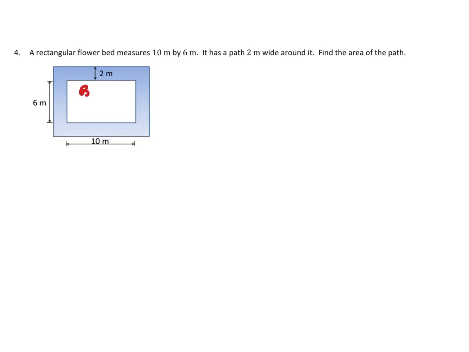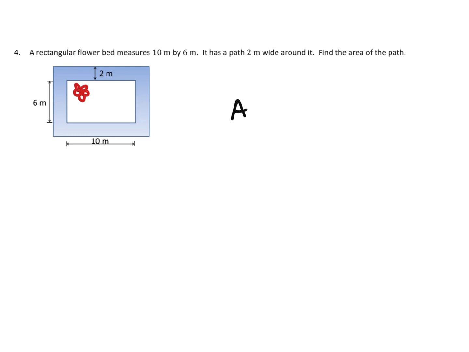We have a flower bed with a path around it. The flower bed measures 10 by 6. Those are the inside dimensions. It has a path that is 2 meters wide around it. Our job is to find the area of that blue shaded part.